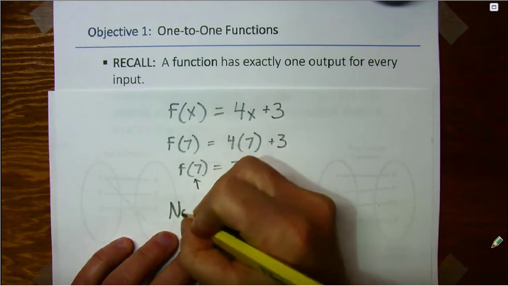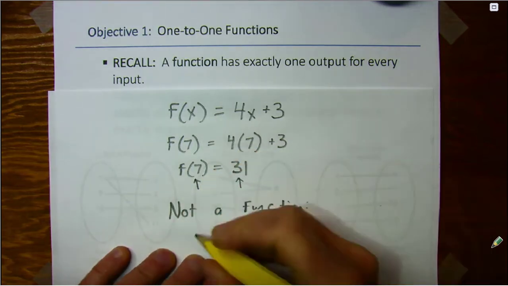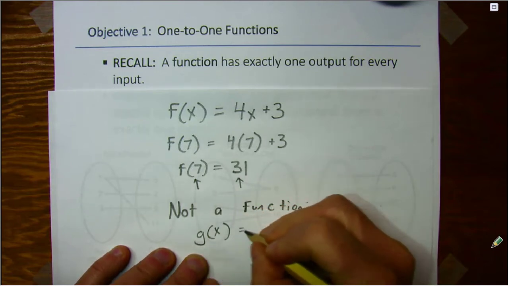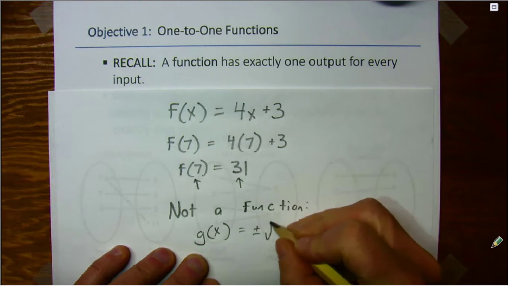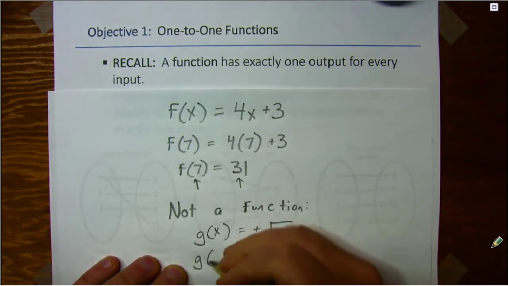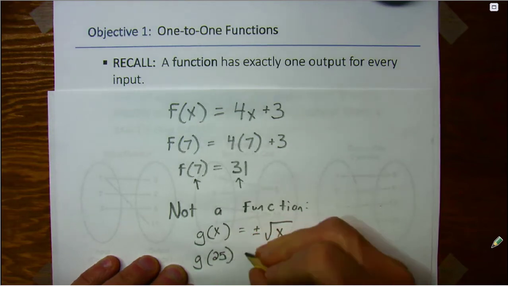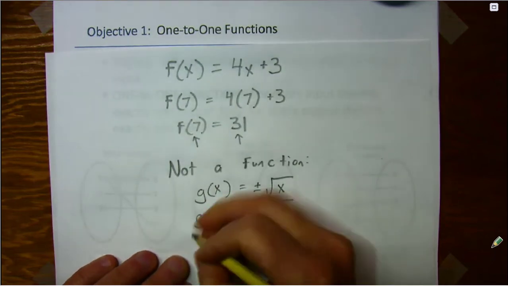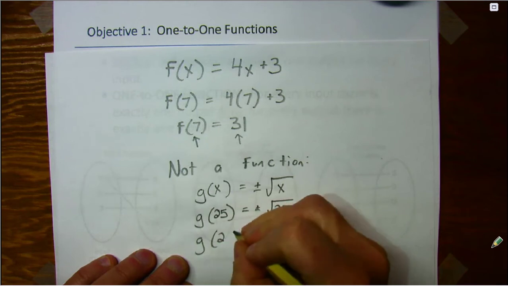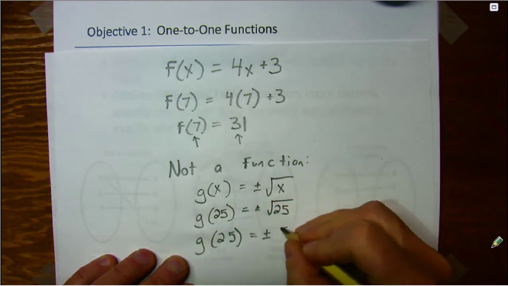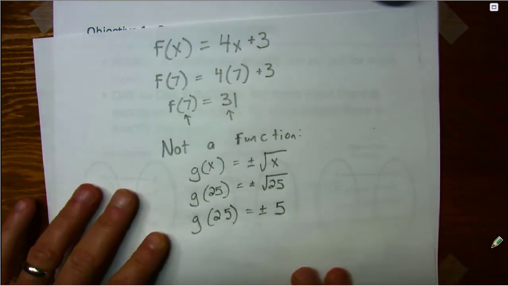So what if something is not a function? Well, for example, suppose we said g of x is equal to plus or minus the square root of x. Then if we plug in a number like 25, then g of 25 would be plus or minus the square root of 25, and that's a problem because that means g of 25 is equal to plus or minus 5. See, we have one input and two outputs.